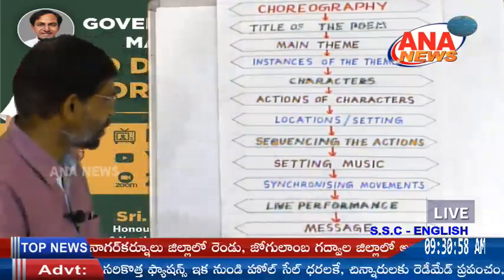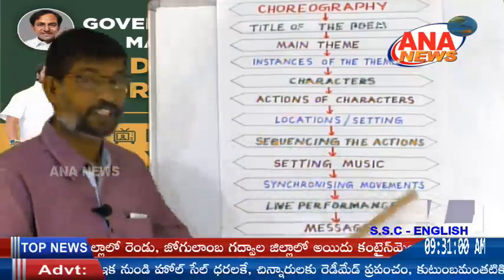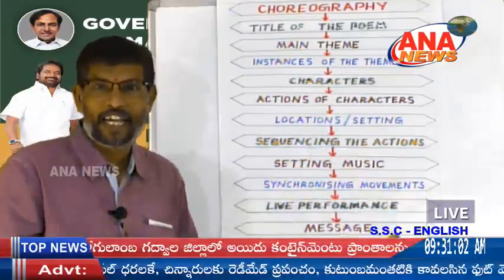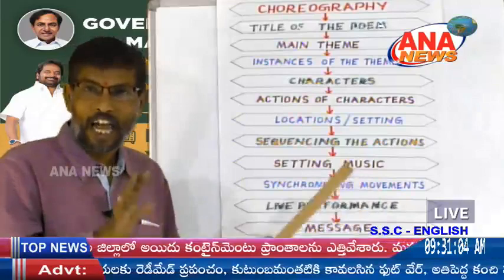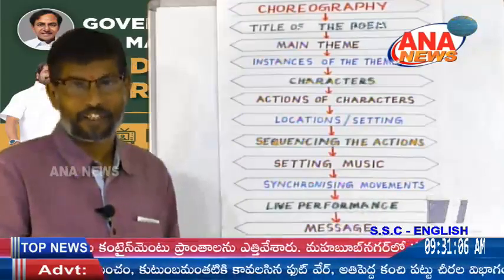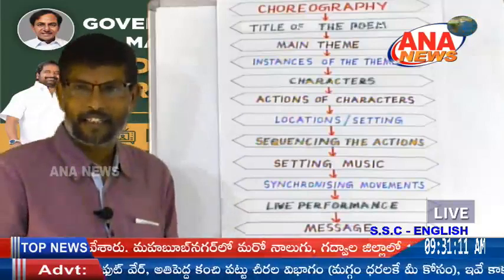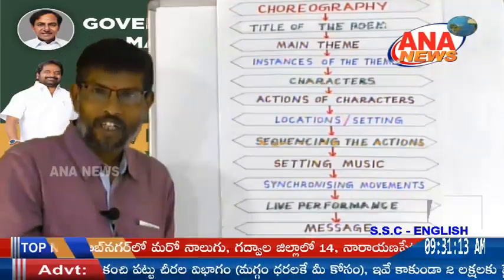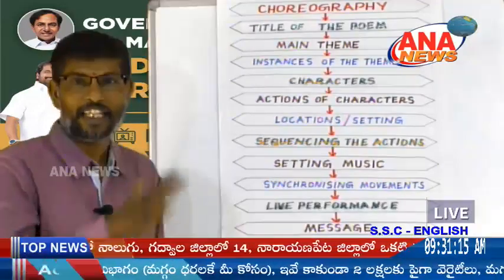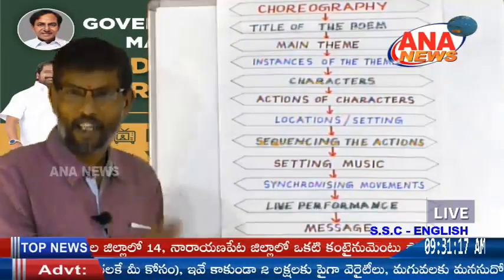The next step is live performance on the stage. Now we are ready to perform the live show on the stage. So here what we do, chorus and all characters, they come onto the stage and they perform their actions in the order they occur in the poem.